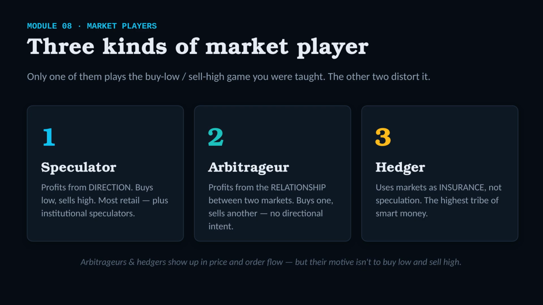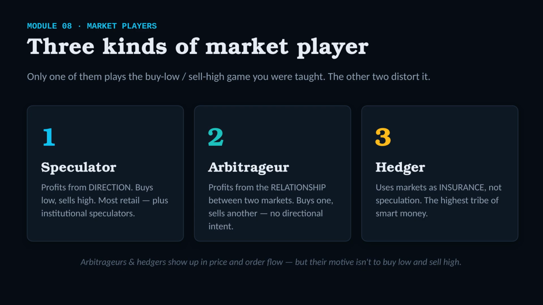An arbitrageur does not trade with directional intent, but their activity is absolutely reflected in price action and order flow. Arbitrage is extremely common among large institutional players. In futures, there is cash and carry arbitrage. In foreign exchange, there is triangular arbitrage. In stocks, statistical arbitrage is widespread.